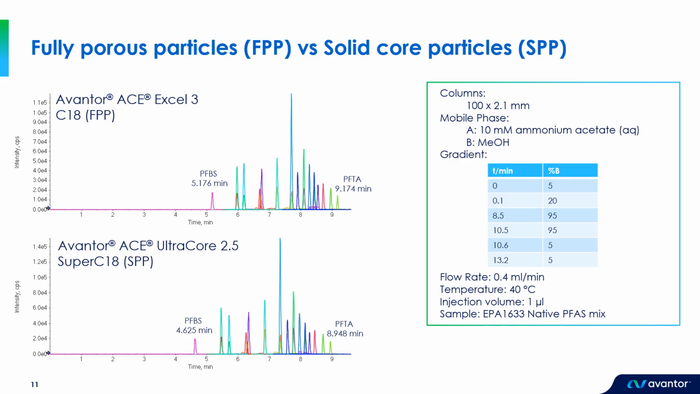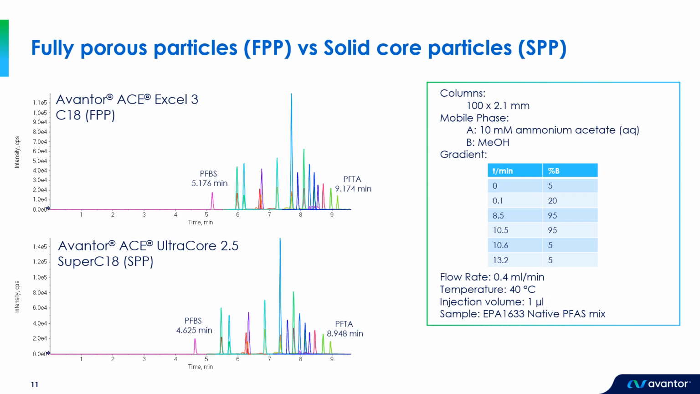This is because, firstly, the solid core particles consist of a solid core surrounded by a fully porous layer, and therefore there is less stationary phase for our PFAS to interact with for retention. Secondly, solid core particles have decreased permeability compared to fully porous particles, which again leads to a reduction in retention, and this could be problematic for some of those early eluting compounds. We can, however, see that in this case, using a 2.5 micron solid core particle does give us narrower peaks and an improvement in peak height.